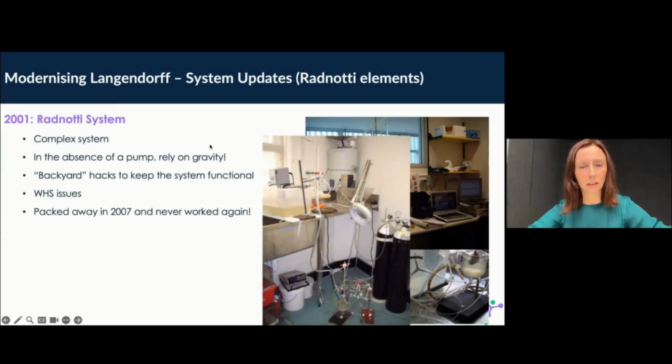And one of the things that we needed to do when one of our pumps broke was we relied on a 6-foot change in where the heart was located, as you can see down here, to where our bench was, so that we could ensure that the perfusate was being delivered at the appropriate pressure. So there, we could make it work. But unfortunately, it was packed away in 2007 and it never regained function.